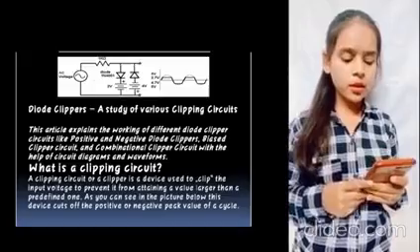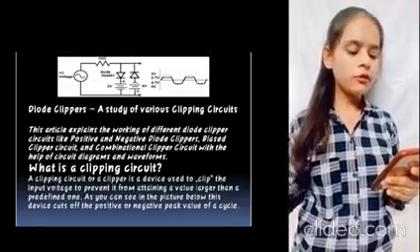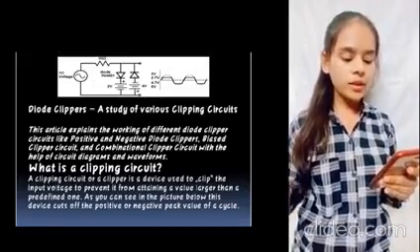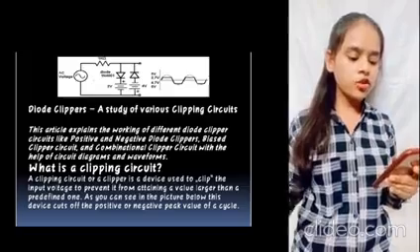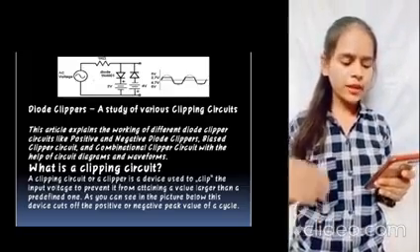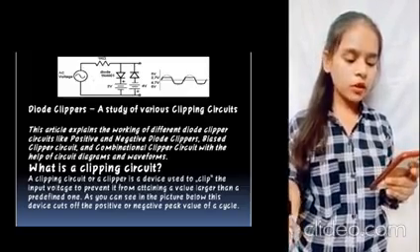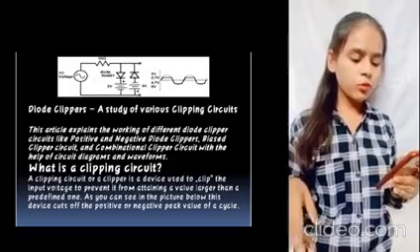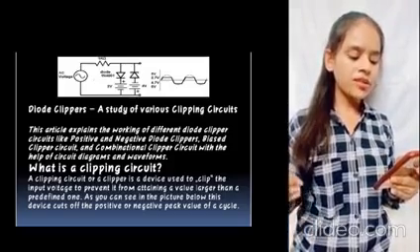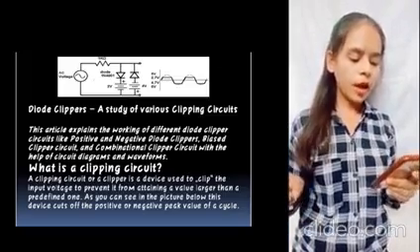Diode clipper, a study of various clipping circuits. This article explains the working of different diode clipper circuits like positive and negative diode clippers, biased clipper circuits and combinational clipper circuits with the help of circuit diagrams and waveforms. What is a clipping circuit? A clipping circuit is a device that clips the input voltage to prevent it from attaining a value larger than a prescribed one. As you can see in the picture below, the device cuts off the positive or negative peak value of a cycle.